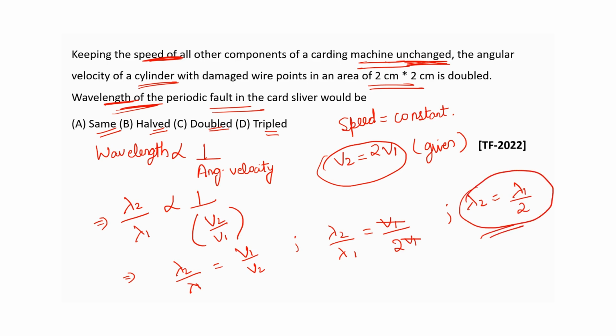The wavelength of the periodic fault in the card sliver would be halved. The existing wavelength is lambda 1, and the new wavelength is lambda 2. So option B is the right answer. The wavelength of the periodic fault will be half. So coming to the next question.